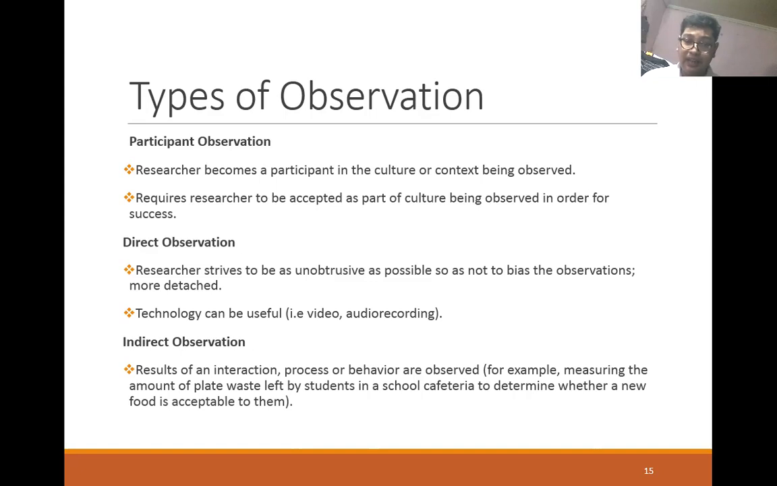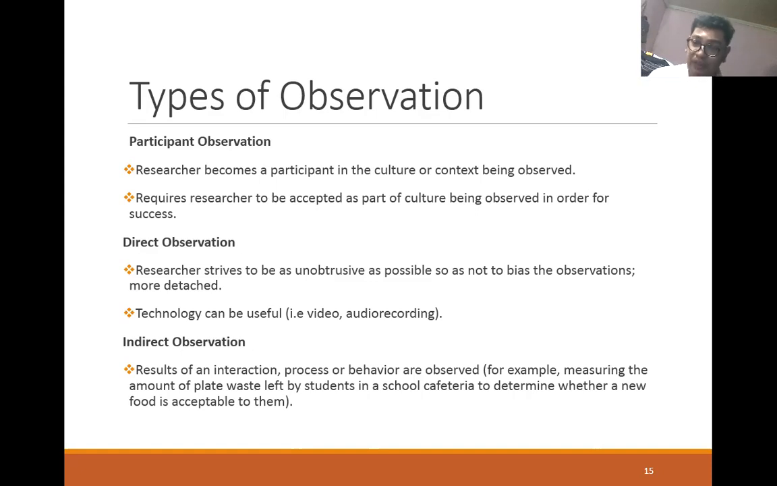As we said earlier, with direct observation there are two things that we will see when we read the second one. Okay, I will just read the third one. Indirect observation: results of an interaction, process or behavior are observed. For example, measuring the amount of plate waste left by students in a school cafeteria to determine whether a new food is acceptable to them. Okay, so in direct observation, you see it directly.